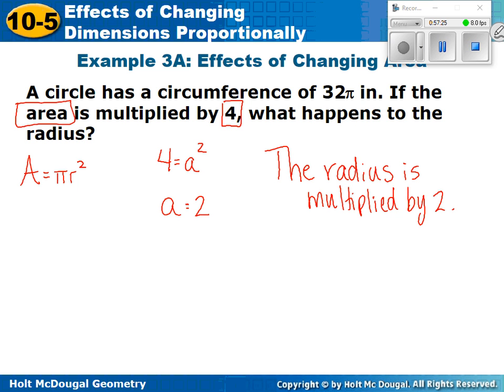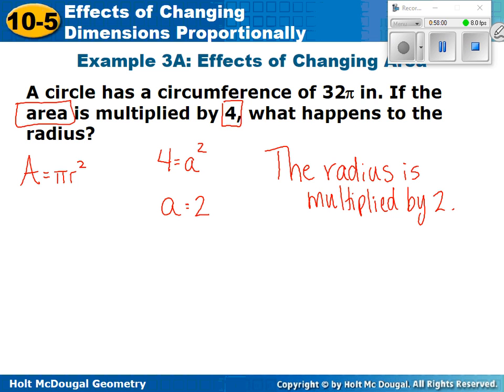1,024 pi. But that's the area, right? That's the new area. So what do I need to find to compare what happened to the radius? Not yet. If this is the new area and this is their old radius, and I'm trying to figure out what happened to the radius, what do I need to find out over here? The new radius. So my formula for area is pi r squared.